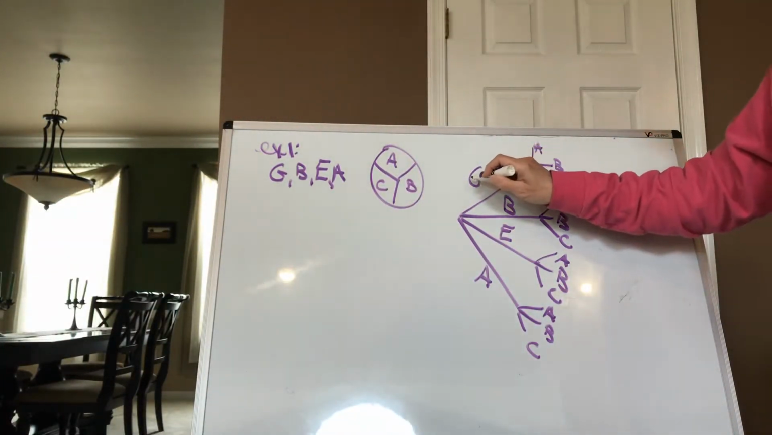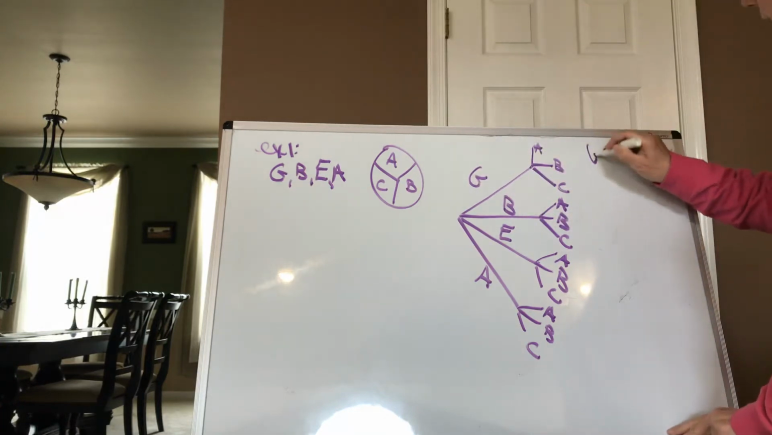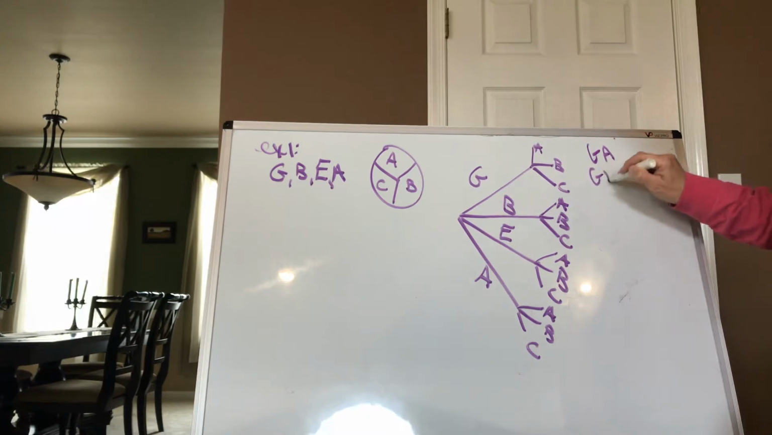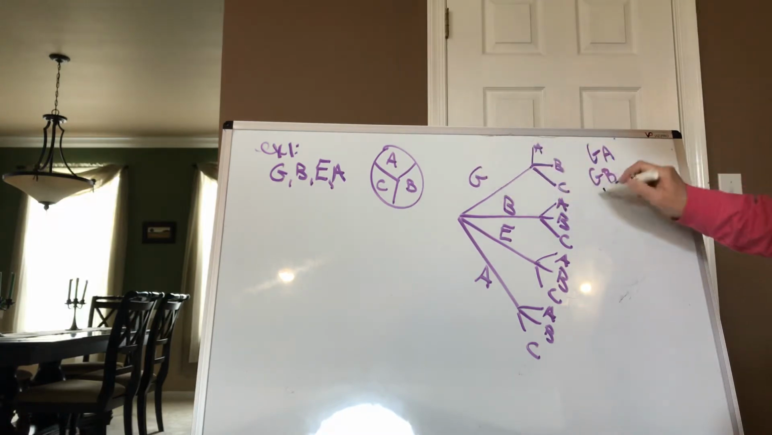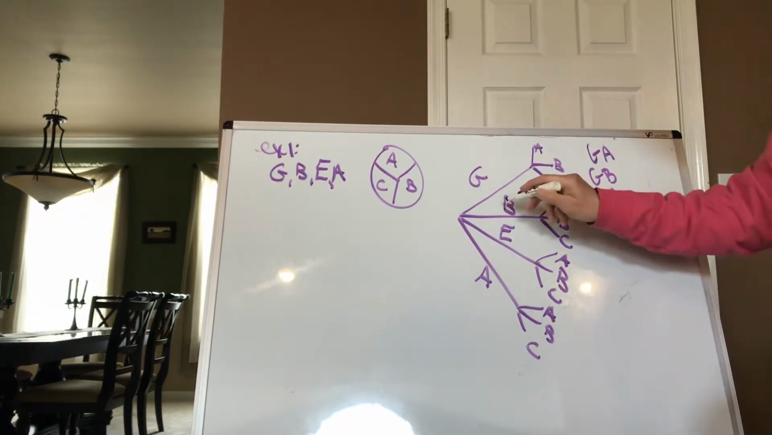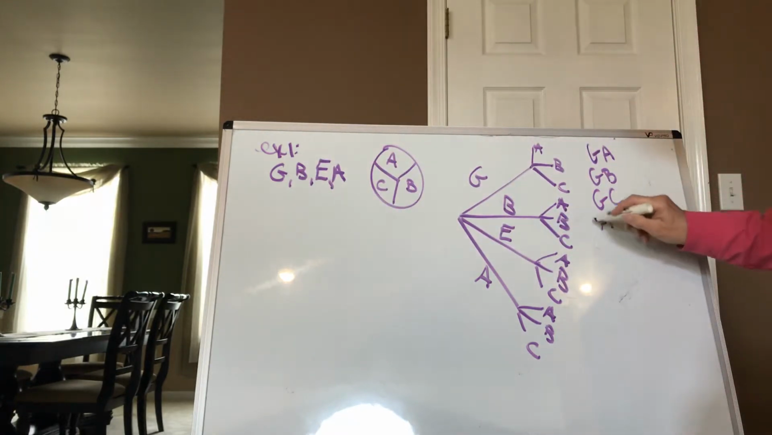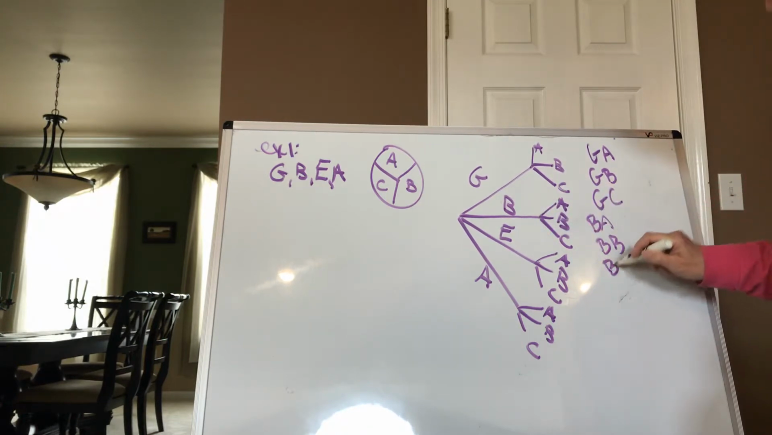The first, I could pick a G and then get an A. The second, I could pick a G and then get a B. I could pick a G and then get a C. I could now pick a B from the tile and spin an A, so BA. I could pick a B and spin a B. I could pick a B and spin a C.